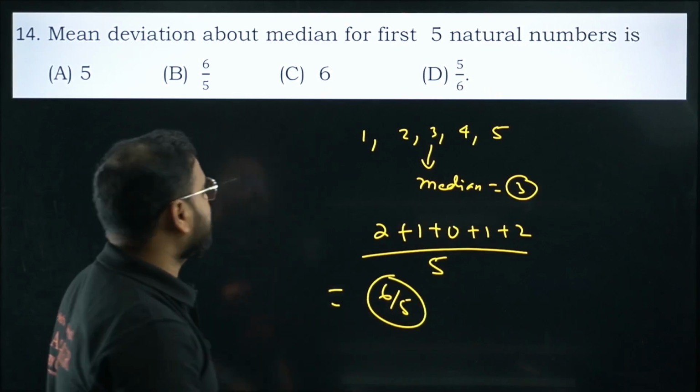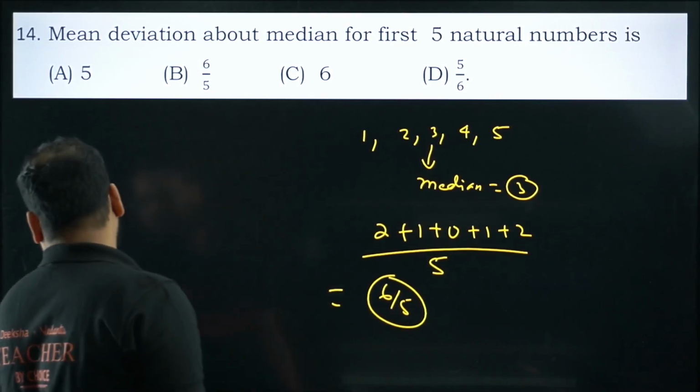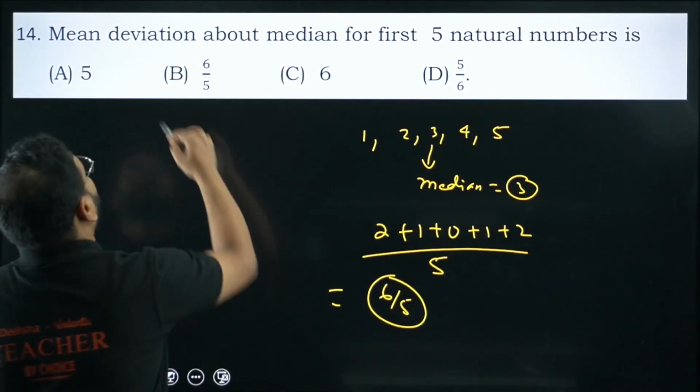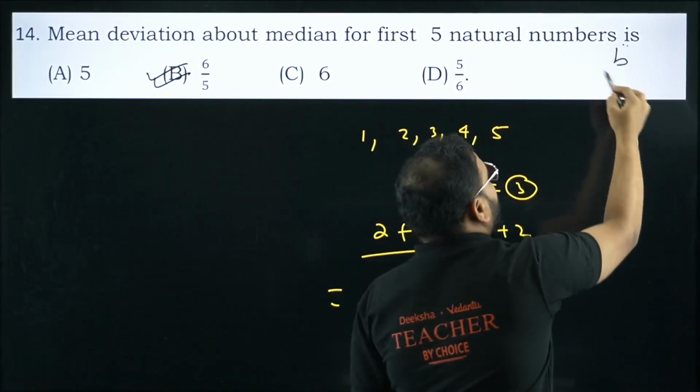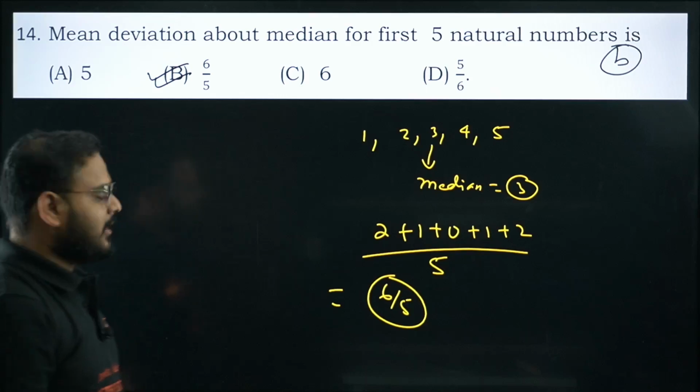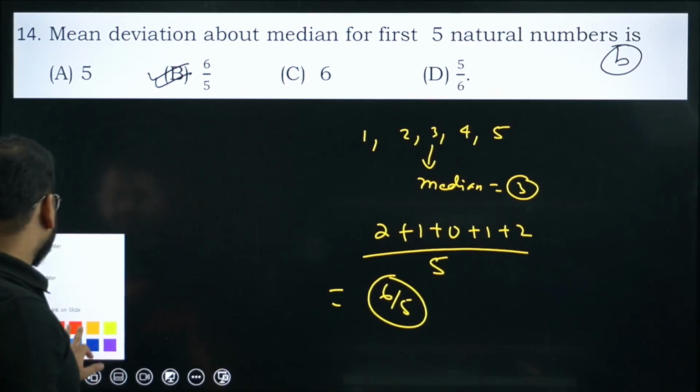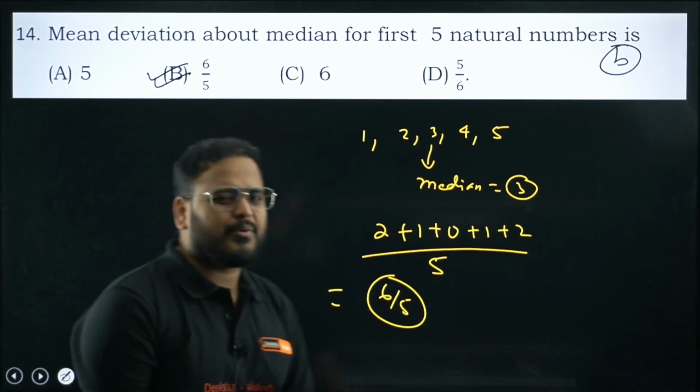2 plus 1 is 3. 3 plus 3 is 6 by 5. Option number B is correct. Please check. Option number B is correct, sir. If you have a different answer, let me know. We'll discuss. Okay. All right, question 14, simple enough, but good question, 1 marker.